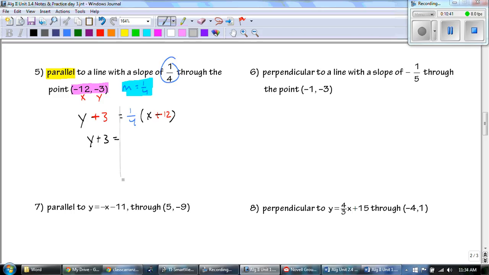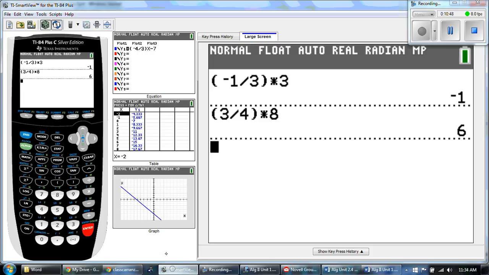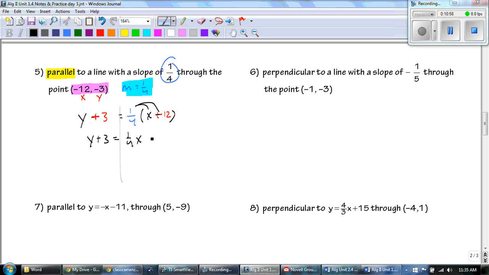So we're solving right now. I'm going to distribute the 1/4 x and then 1/4 times 12. And you get 3. The y is not by itself yet, so I'm going to subtract 3 from both sides. And 3 minus 3 is, yeah, that's 0. So my equation is just y equals 1/4 x. Yeah, that looks a little weird, doesn't it? Does it still have a y-intercept? Yeah, Mr. Grice, because technically it's plus 0, but we don't need to write that in there.